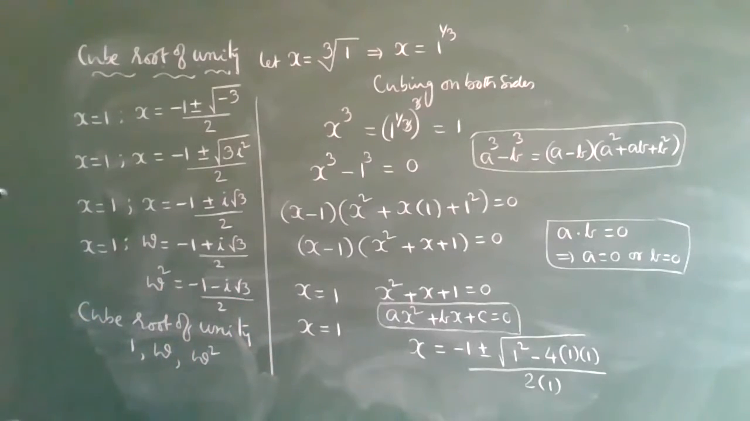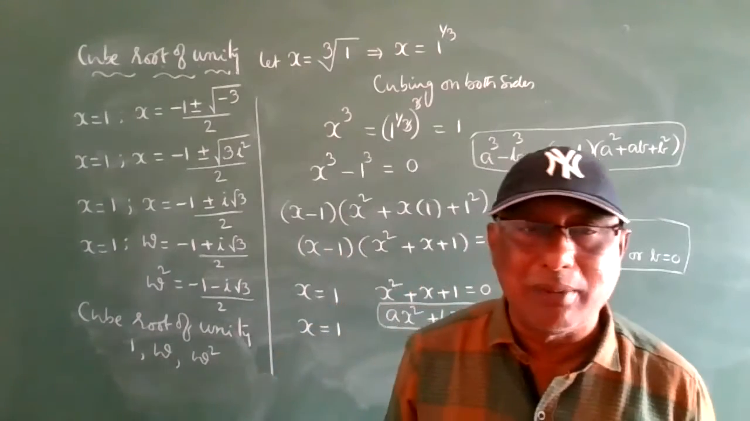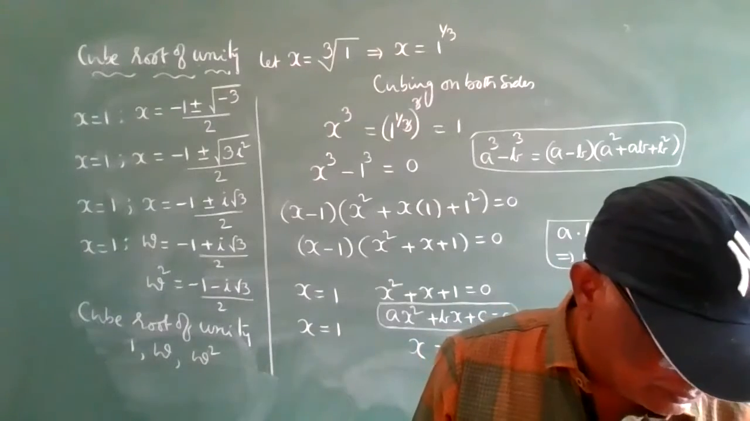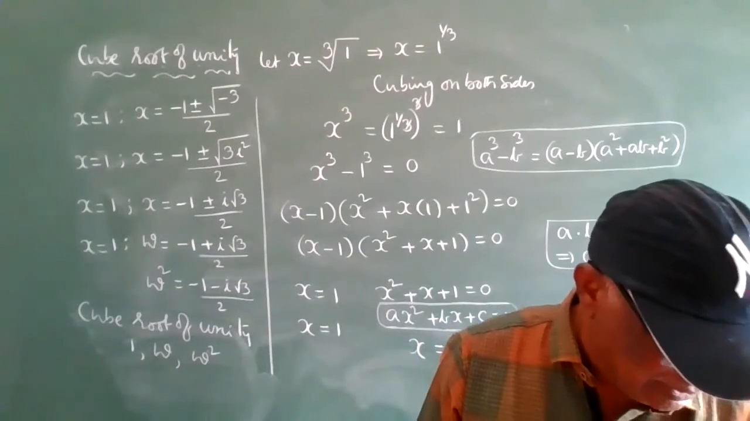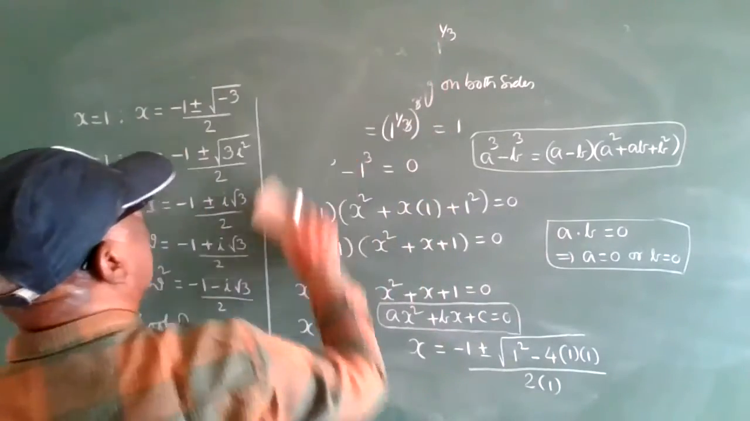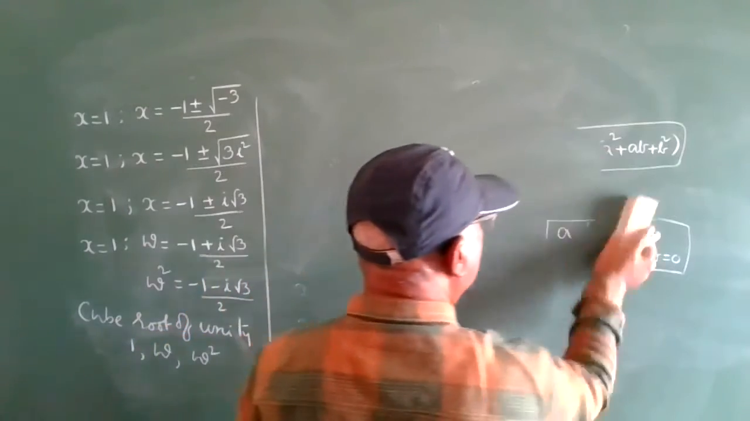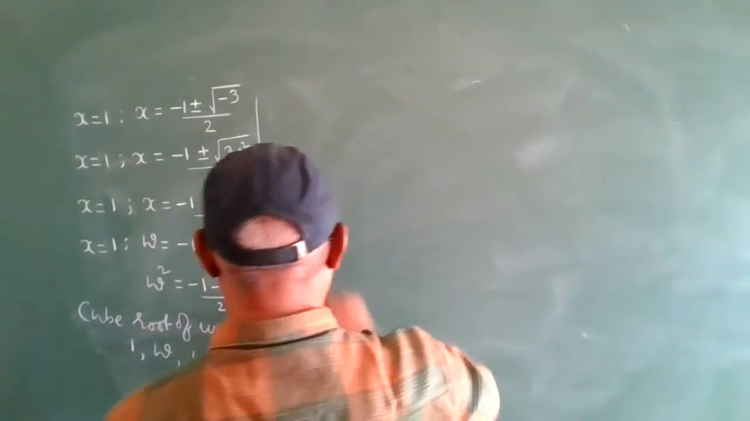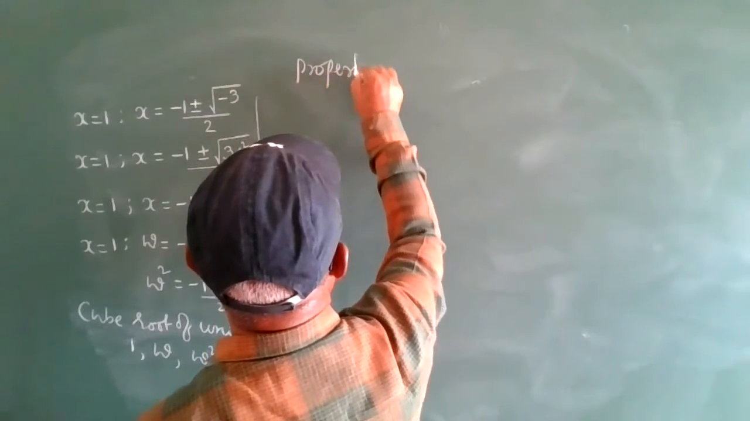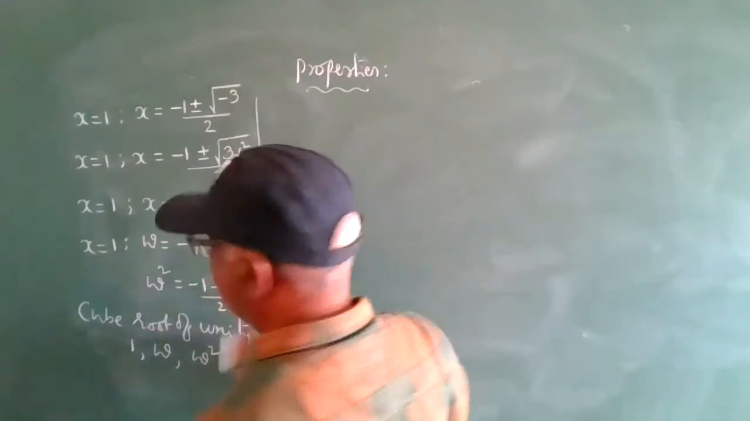So the next point is, what are the properties of the cube root of unity? I am going to discuss them. Everyone observe. Now the point is clear. I will write the properties for this one. Everyone observe the properties.